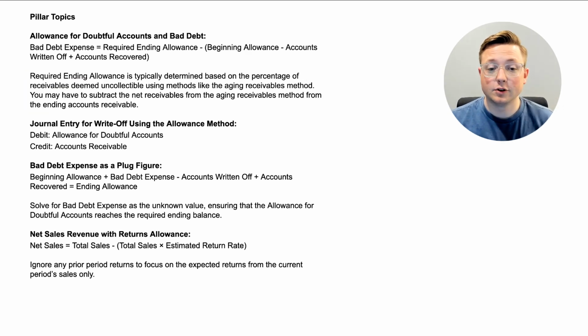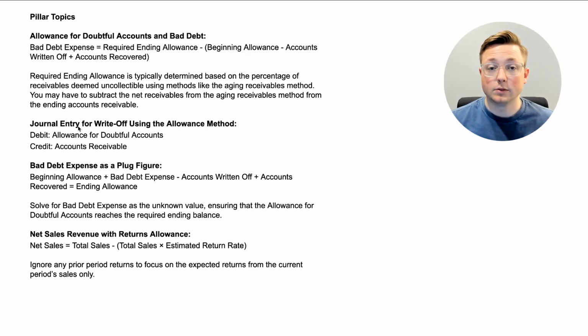You may have to subtract the net receivables from the aging receivables method from the ending accounts receivable. So what I mean by that is, if you remember in one of the questions, the aging receivables method said that the net receivables is going to be this, but then we were also given the actual ending accounts receivable. So if we take the accounts receivable that there is at the end of the year and subtract the net receivable value, that will tell us how much the allowance for doubtful accounts needs to be at the end of the year. So you'll need to know the required ending allowance, and sometimes it's given to you. Sometimes you have to figure it out based off of these calculations, and that will help you figure out the bad debt expense.